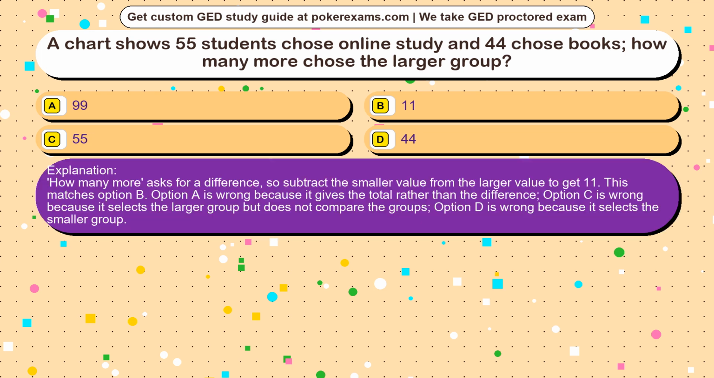How many more asks for a difference, so subtract the smaller value from the larger value to get 11. This matches option B. Option A is wrong because it gives the total rather than the difference. Option C is wrong because it selects the larger group but does not compare the groups. Option D is wrong because it selects the smaller group.